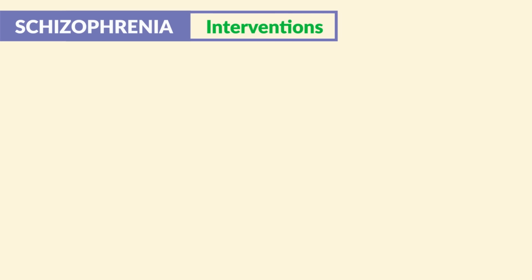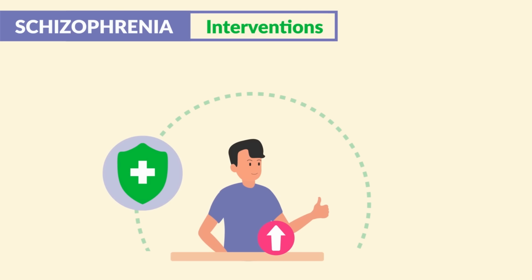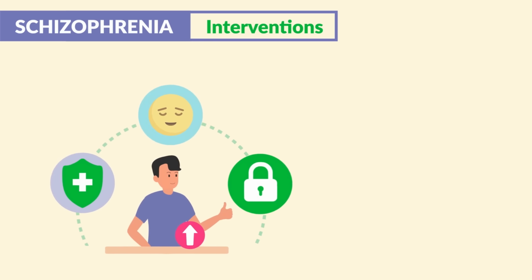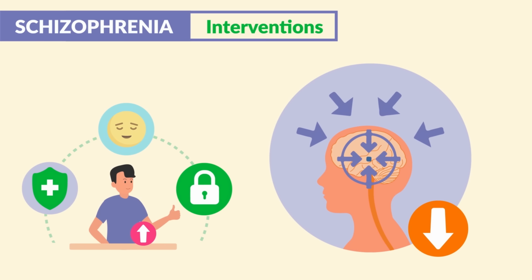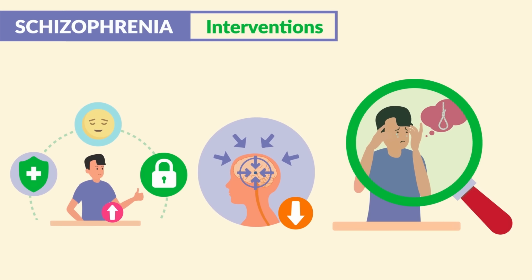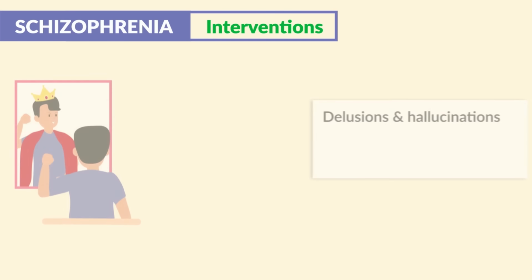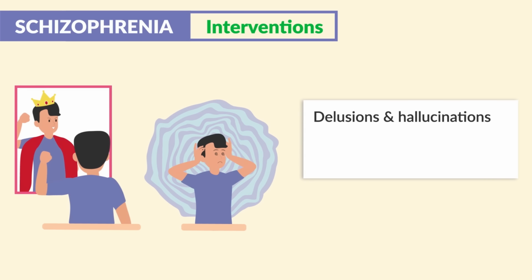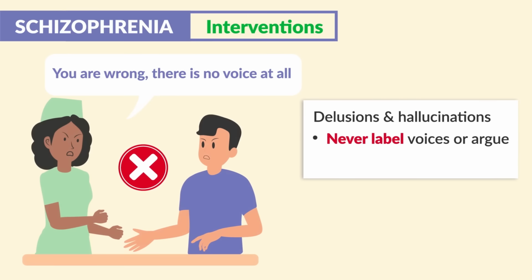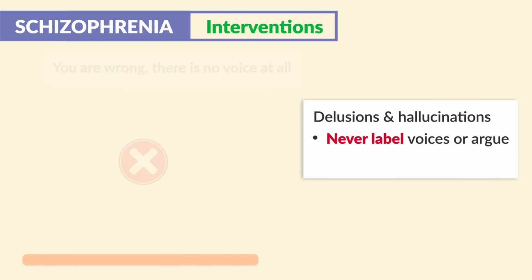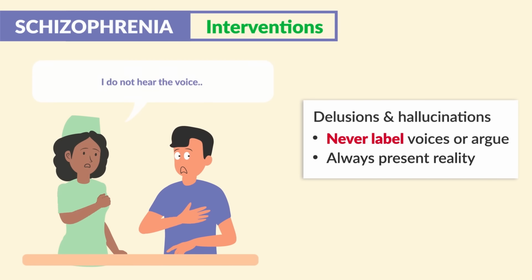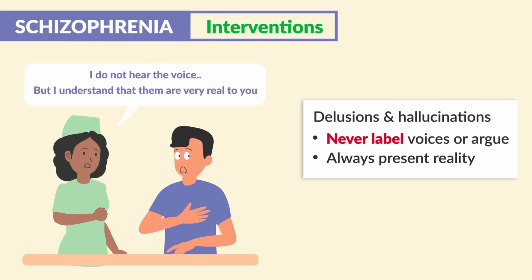Now, switching gears to interventions. We always provide a safe and structured environment and promote trust. And then decrease environmental stimuli and always monitor for suicide risk. So for delusions and hallucinations, I would write these down. Never label the voices or argue with the client about the voices. Always present reality and tell them that you don't hear any voices, but they may seem real to the client.